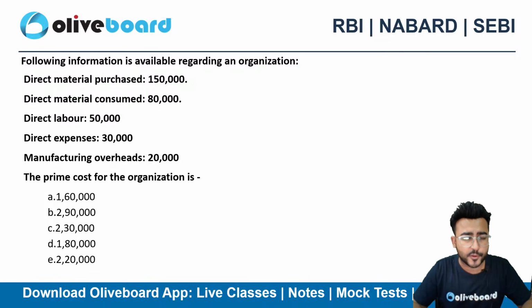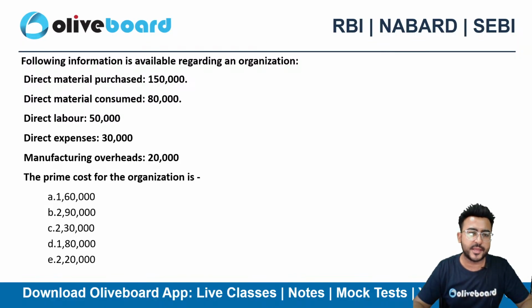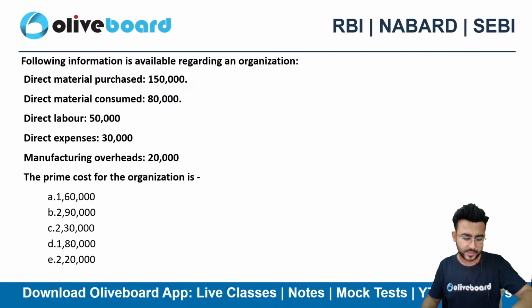Next question. The following information is available regarding an organization: direct material purchase, consumed labor, expense, manufacturing overheads. You need to compute the prime cost here. What will be the prime cost here? Again a simple, direct question. It will be easy.